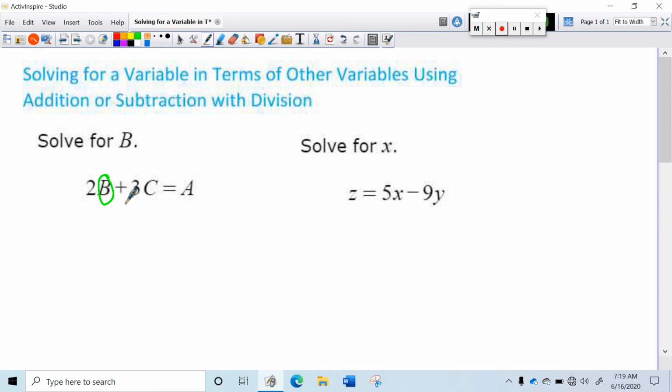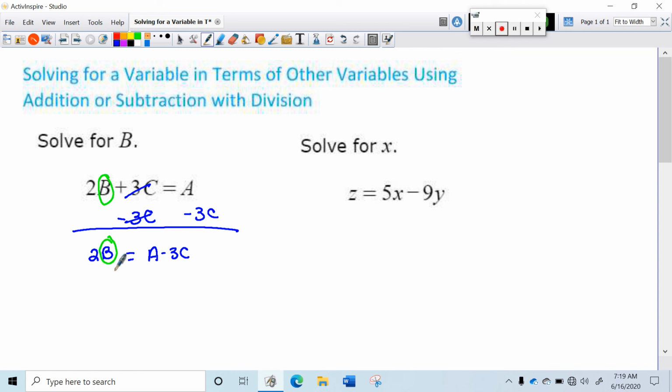So my first step is to get rid of a positive 3c. So you're always doing opposites. The opposite of positive 3c, excuse me, is negative 3c. I'm going to put a negative 3c on both sides. So then I have 2b, and remember I'm solving for the b. Opposites cancel, equals a minus 3c. All you can do is write that down. You can't do anything with it.